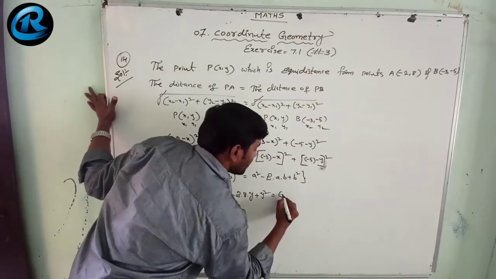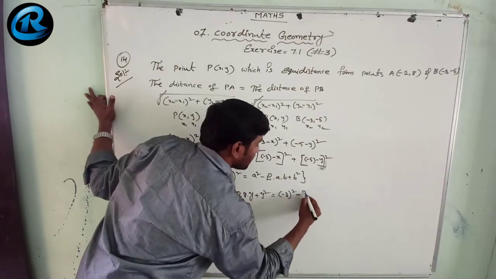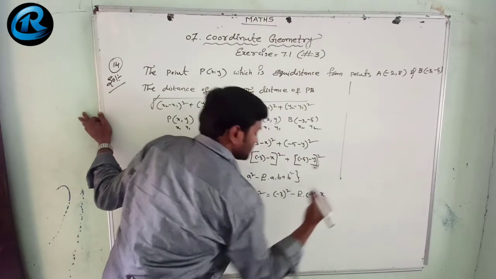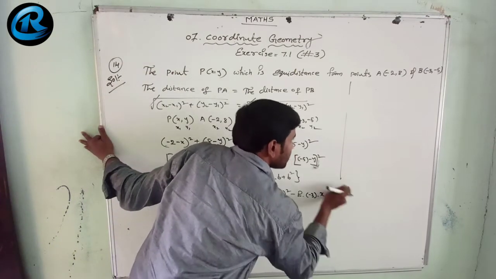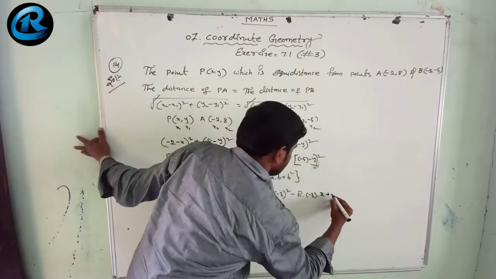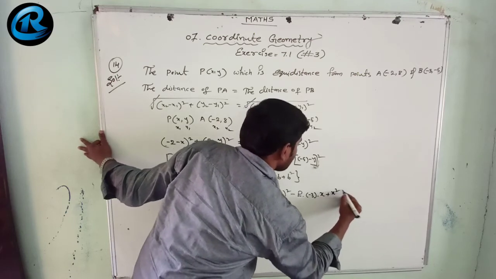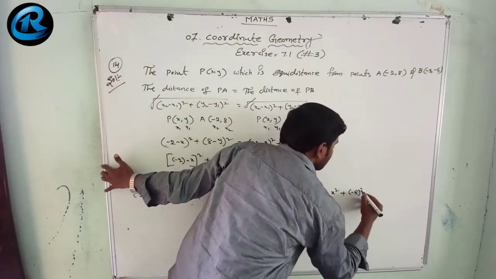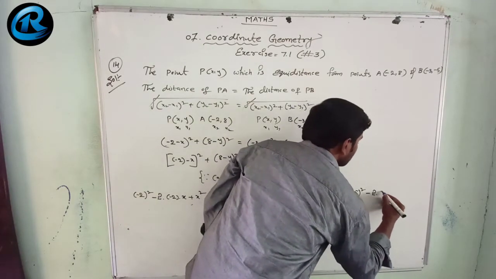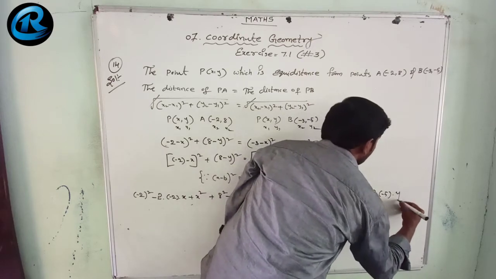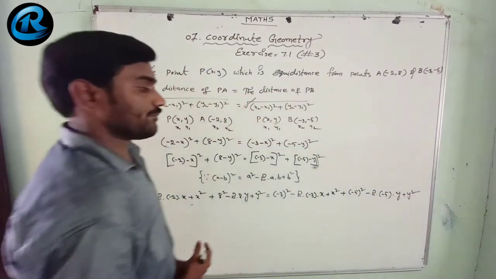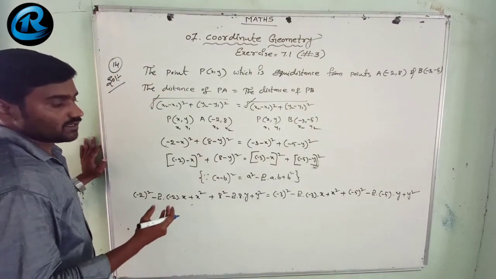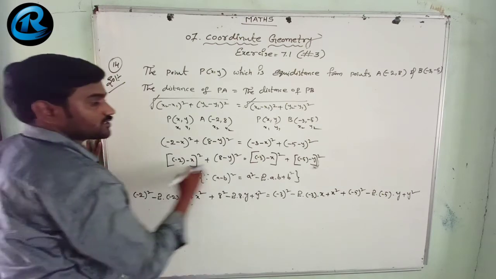Here equal to a square, that is (-3) whole square, minus 2 into a, that is -3, into b, that is x, plus b square, that is x square. Now here again this will expand in the (a minus b) whole square form. A square, that is (-5) square, minus 2 into a, that is -5, into b, that is y, plus y square. We have expanded all of these in the a square minus 2ab plus b square form.